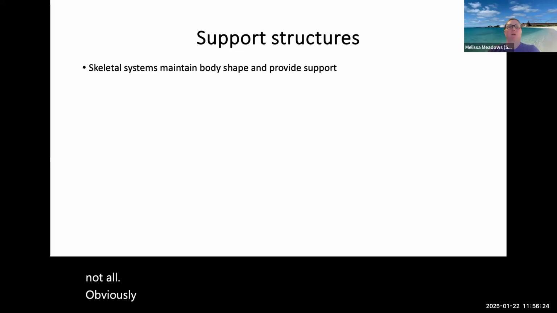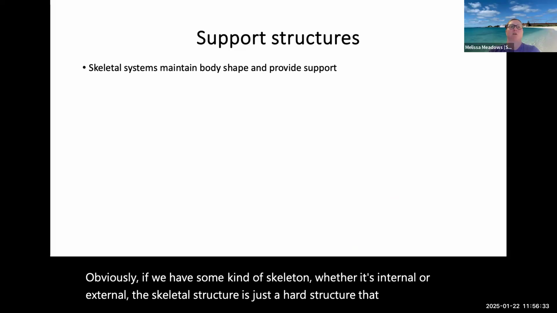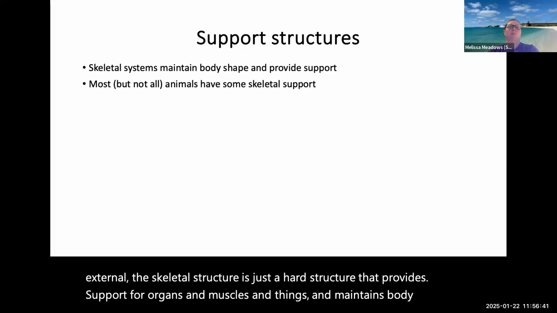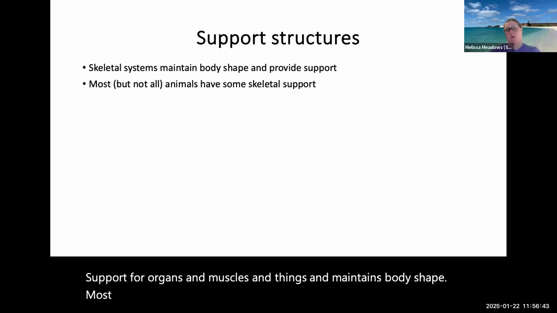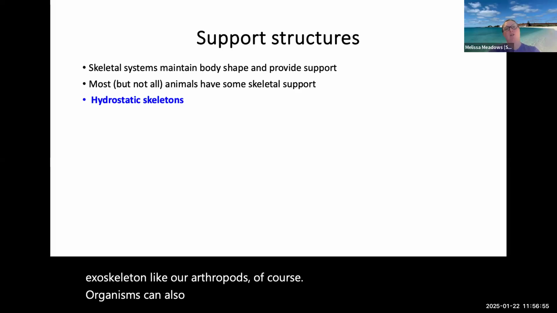Obviously, if we have some kind of skeleton, whether it's internal or external, the skeletal structure is just a hard structure that provides support for organs and muscles and things and maintains body shape. Most animals do have some kind of skeletal support. A lot have an exoskeleton, like our arthropods, of course. Organisms can also maintain their body shape in other ways.